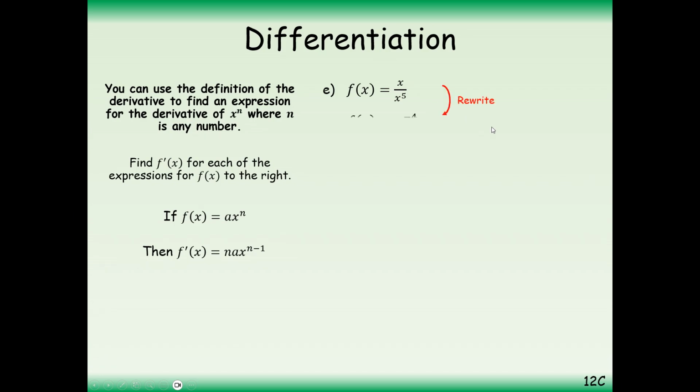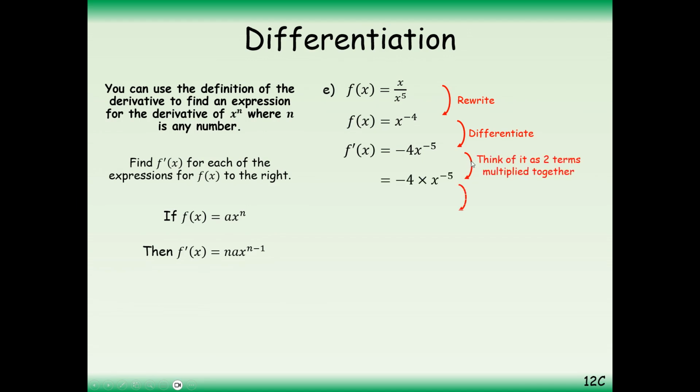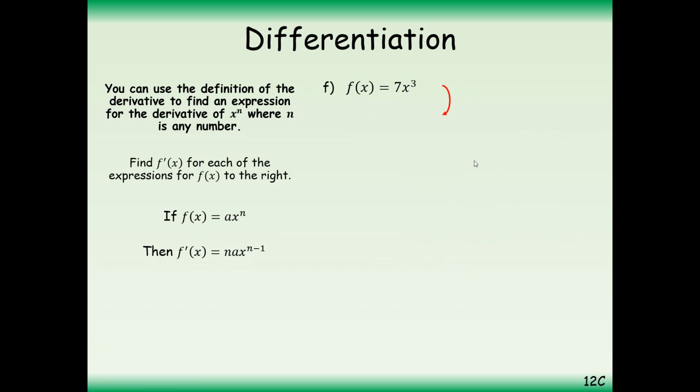So we bring a minus 4 at the front for the derivative. So don't be shy, write the simplification as f of x, and then you bring the minus 4 at the front and subtract 1 from the power. You could rewrite it with the x in the denominator if you wish.